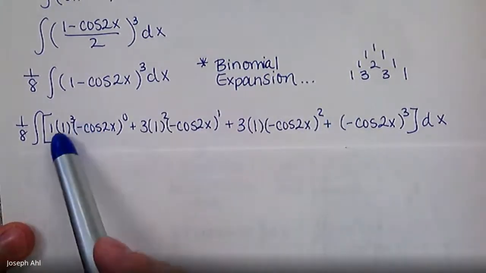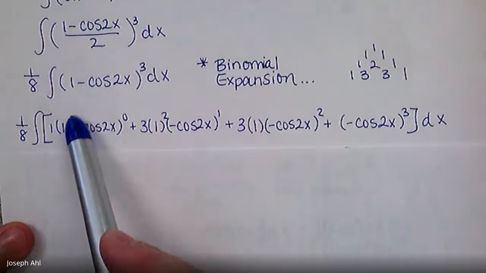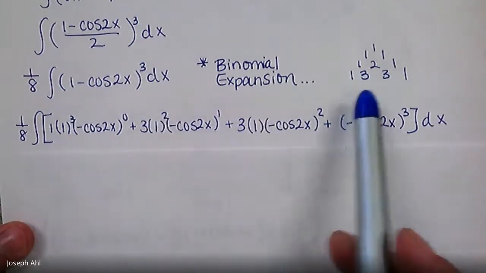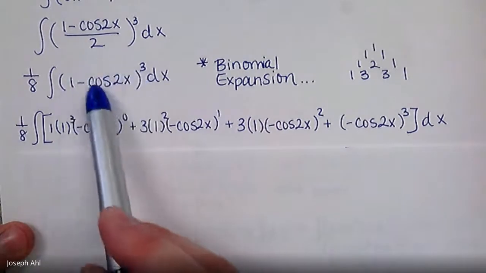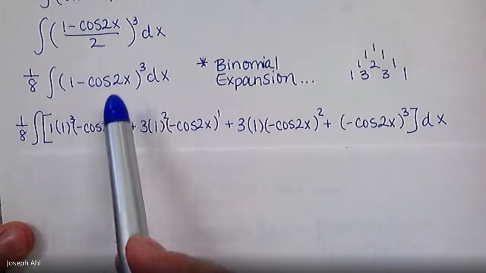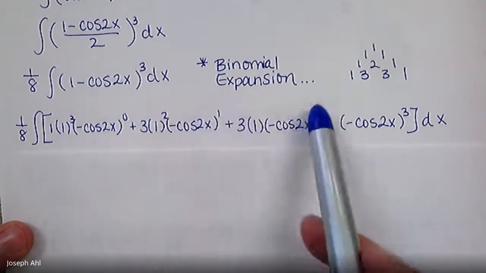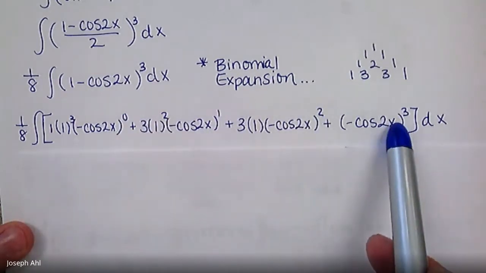But what happens with binomial expansion is the first term of the binomial gets raised to the 3rd, the 2nd, the 1st, and eventually to the 0 power. The second term in the expansion, which I'm considering to be negative cosine of 2x, starts by being raised to the 0, the 1st, the 2nd, and eventually the 3rd, the last term.